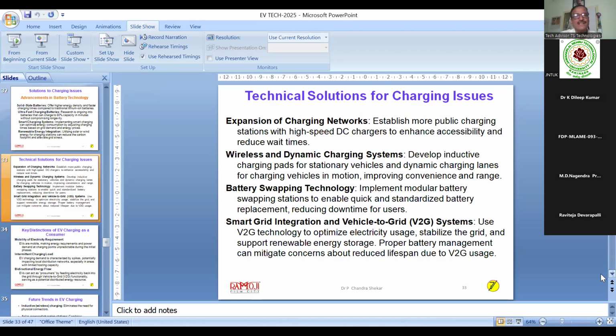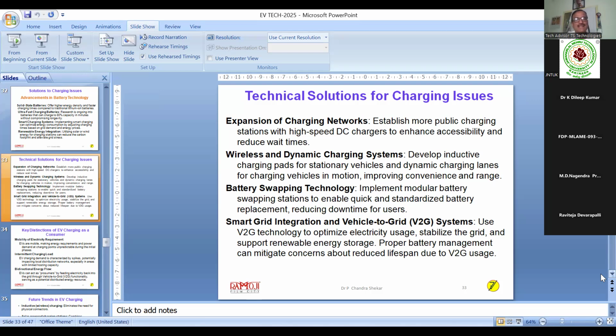Technical solutions for charging issues are expansion of charging networks: establish more public charging stations with high-speed DC chargers to enhance the accessibility and reduce the waiting time. If they have more charging stations, it is easy. But you said more, then what is the problem?